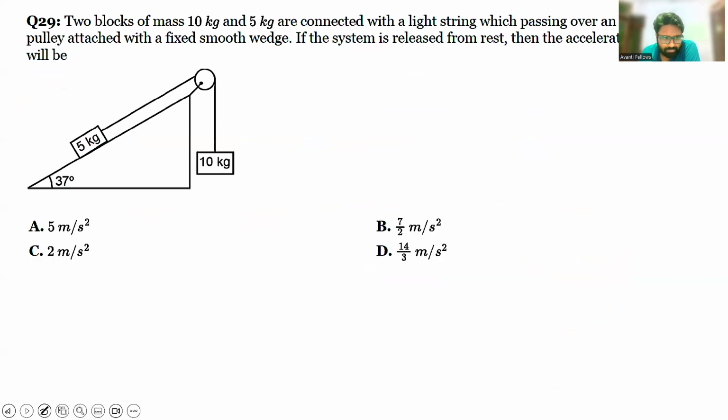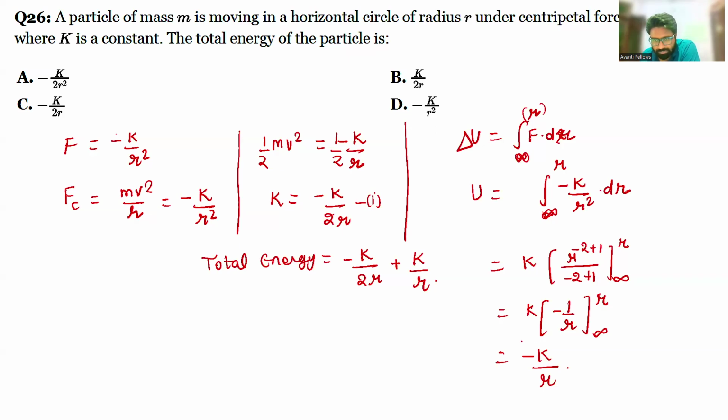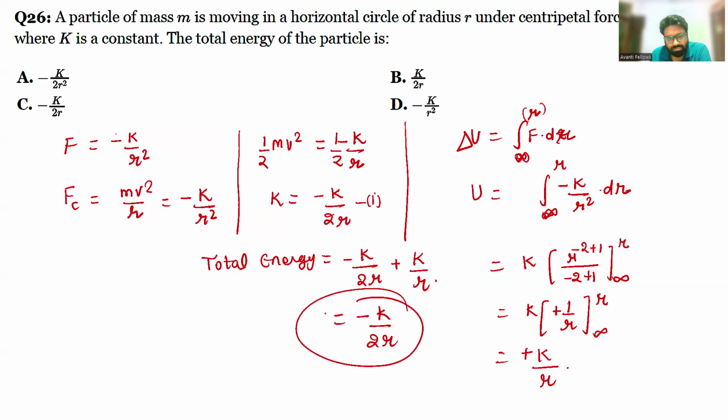here. This would be plus. Okay. So this plus k by r minus k by 2r, so it will become minus k upon 2r. This is the total energy. Option C is the correct one.